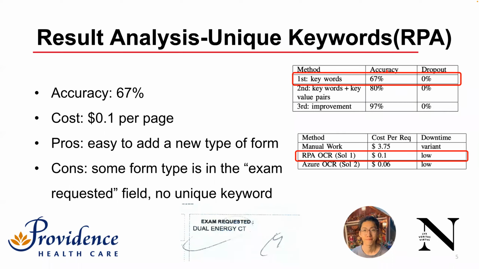We can easily add a new type of form. We just need to find its unique keywords. And talking about the disadvantage, there are some forms that don't have any unique keywords. Instead, the imaging requisition type is specified by the text in the exam requested field. For this kind of forms, this solution cannot classify them correctly, and they will be saved to others' folders and need further classification.